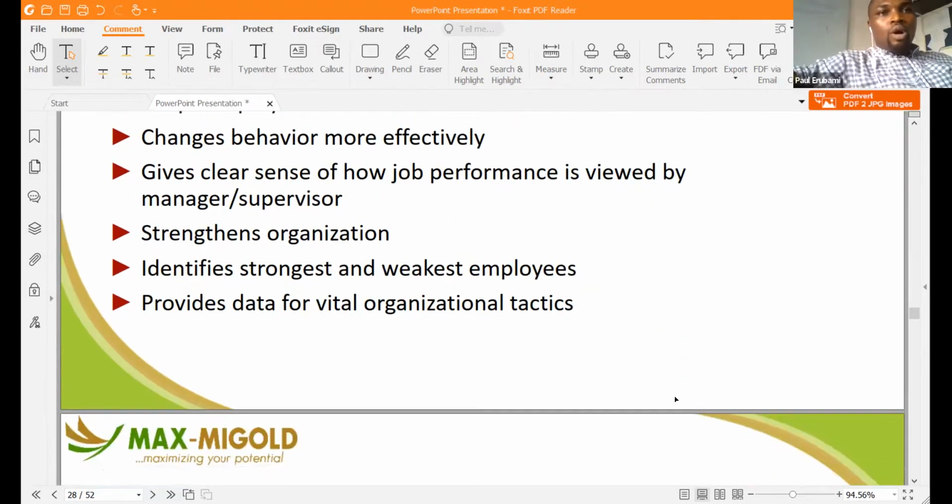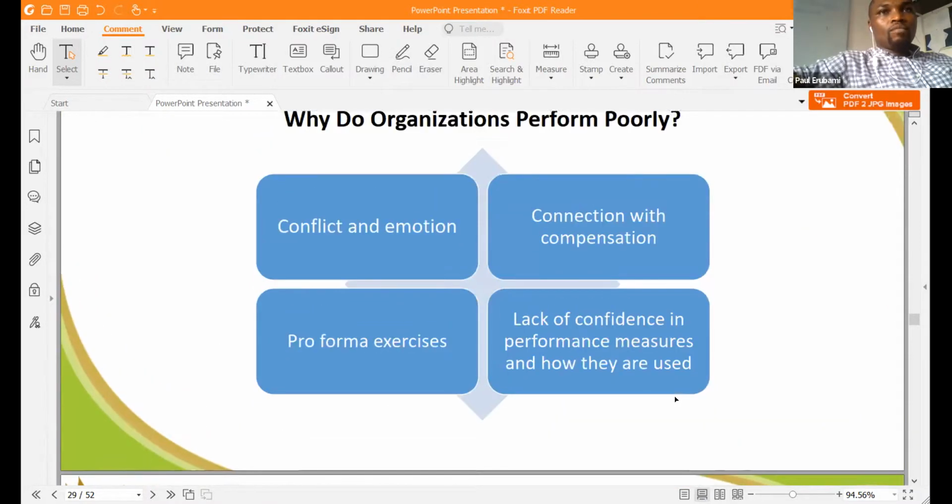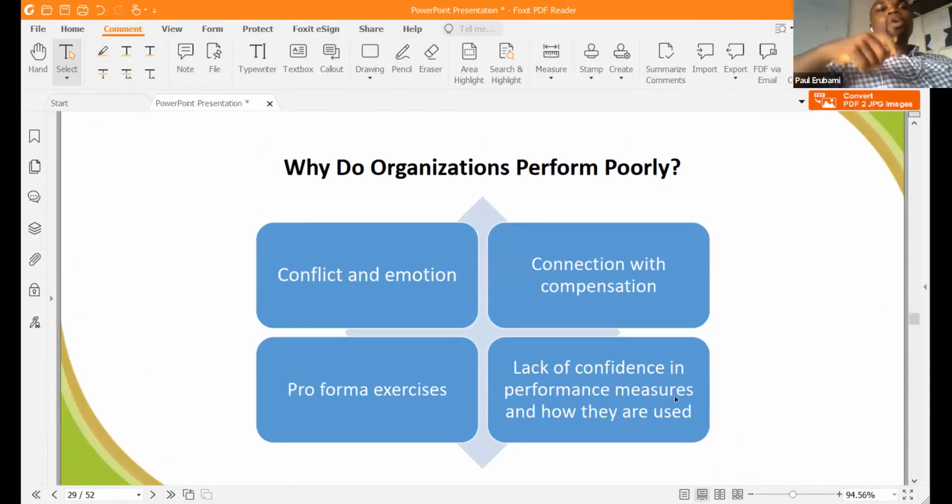So moving forward, why do organizations perform poorly? As we said, performance appraisal helps organizations to perform better. But why is it that despite all the benefits of performance appraisal, most or some organizations still perform poorly? Basically, we can categorize the factors into 4 places. Conflict and emotion.